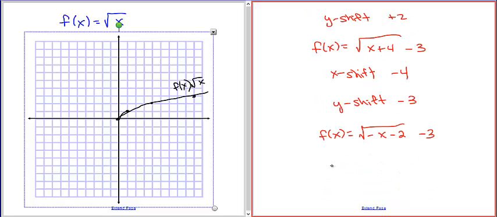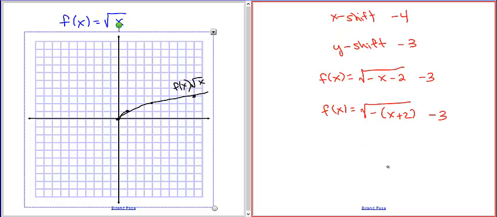Now remember, anytime you have a negative in front of the x, you have to factor the negative out of both terms inside the argument. So that becomes negative the quantity x plus 2. So this is saying we have a y-axis reflection, and this one says that we have an x translation of negative 2 and a y translation of negative 3, or shift. So we'll say the x shift is negative 2, and the y shift is negative 3.